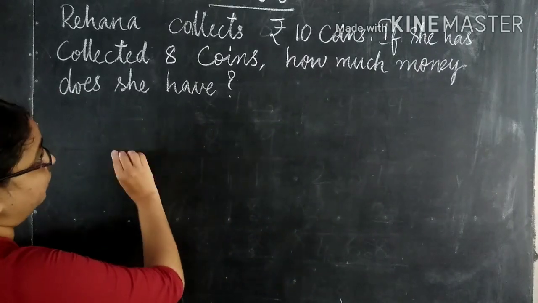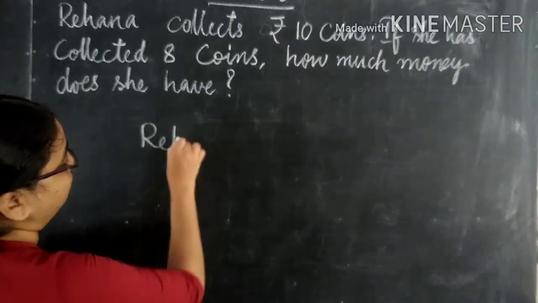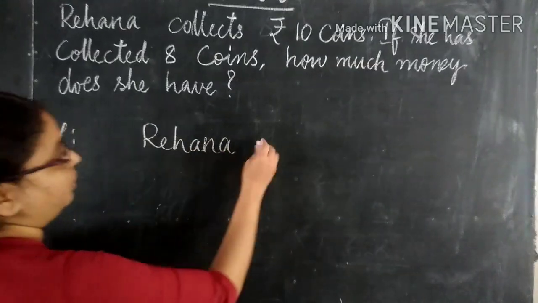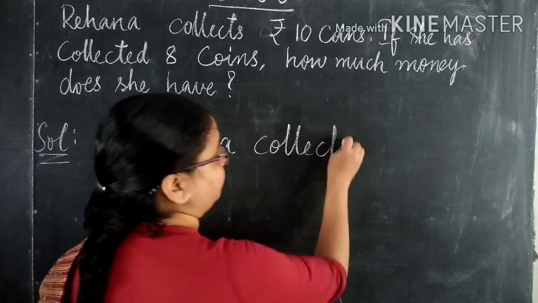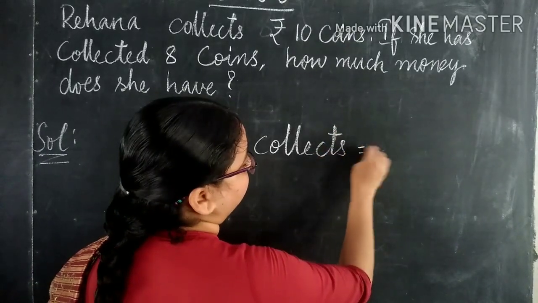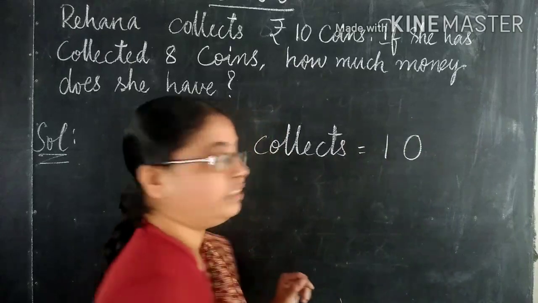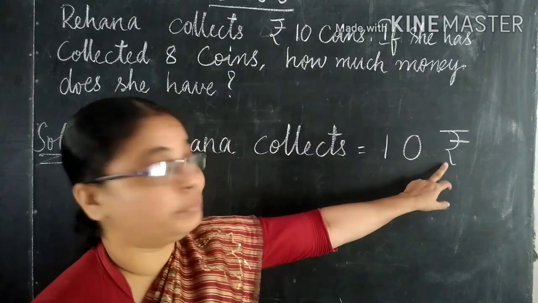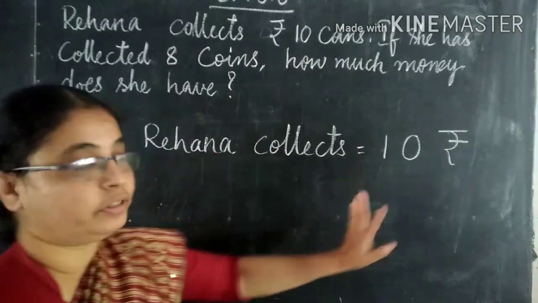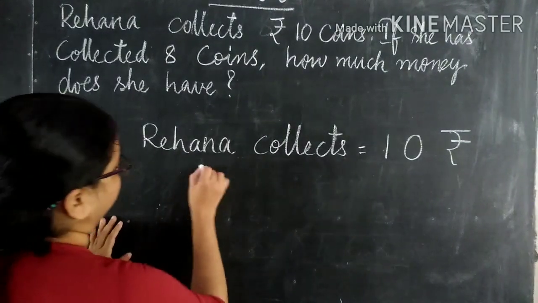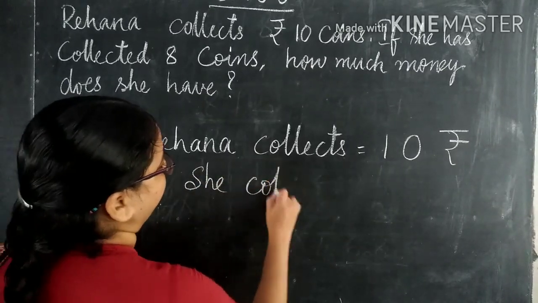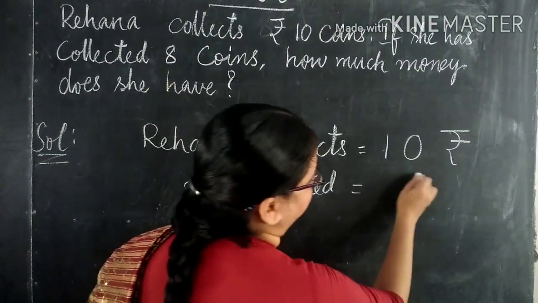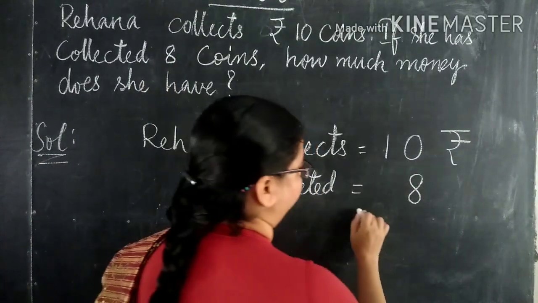So first, Rahana, this is the solution she has. Rahana collects 10 rupees coins. Okay? 10 rupees. If you want, you can write here rupees. This is the symbol for rupee. 10 rupees coins. How many did she collect? She collected how many? 8 coins. Okay, she collected 8 coins.